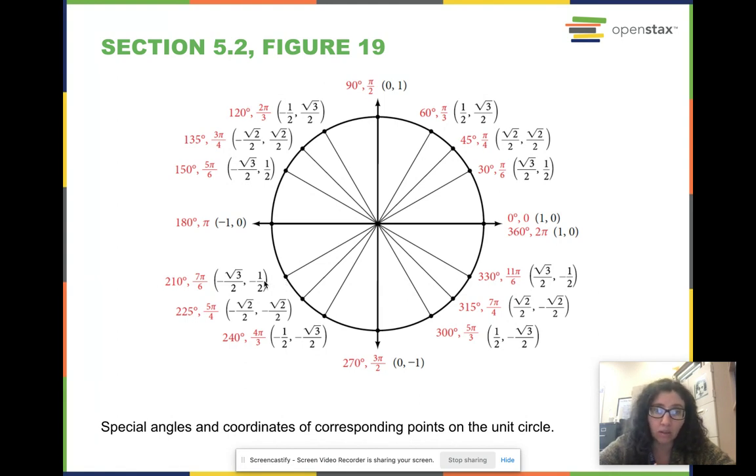How about this? What's the reference angle for 210? That's also 30 degrees. So this corresponds to this, this to this, this to this, right? The reference angle for 240 is 60 degrees.